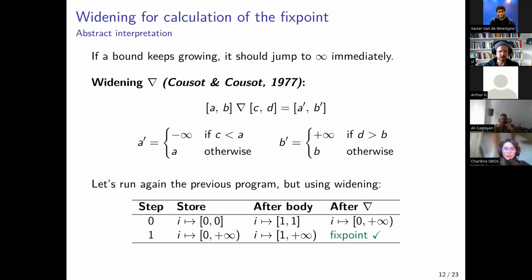The solution is widening, which was introduced by the Cousots in 1977. And the idea is simple. If a bound keeps growing across iterations, we can jump to infinity immediately, as you can see here.